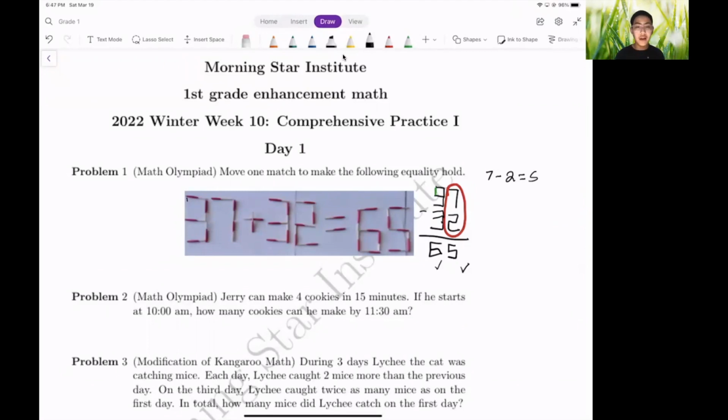Looking back on the left image, we can remove a match from over here, which changes it to a subtract sign, to here, which makes 37 into 97. So rewriting that equation, 97 minus 32, that gives us 65, which completes the problem.